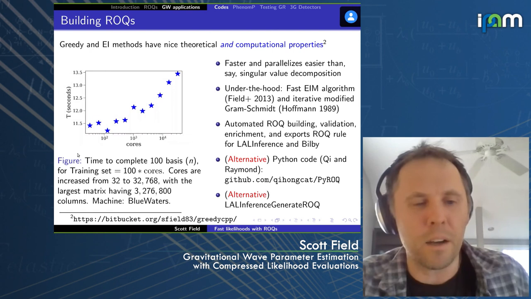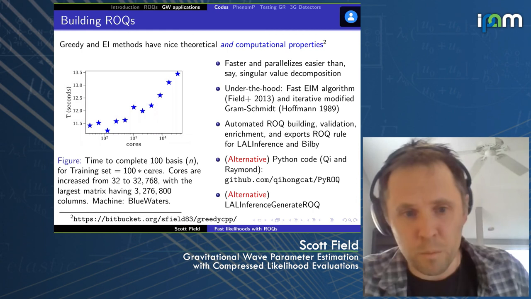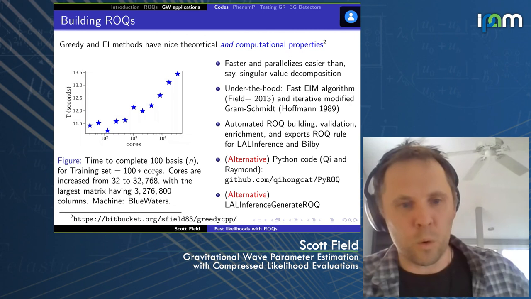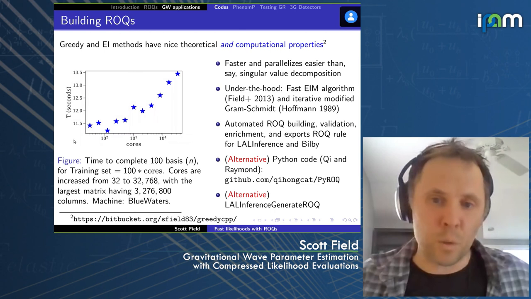The training set here, from the greedy algorithm that I showed previously, in this case is 100 times the number of cores. This is a weak scaling test, and we let the cores go from 32 all the way up to 32,000. So these are very large matrices, or problems, that we're doing dimensionality reduction on. Runtime doesn't change that much.